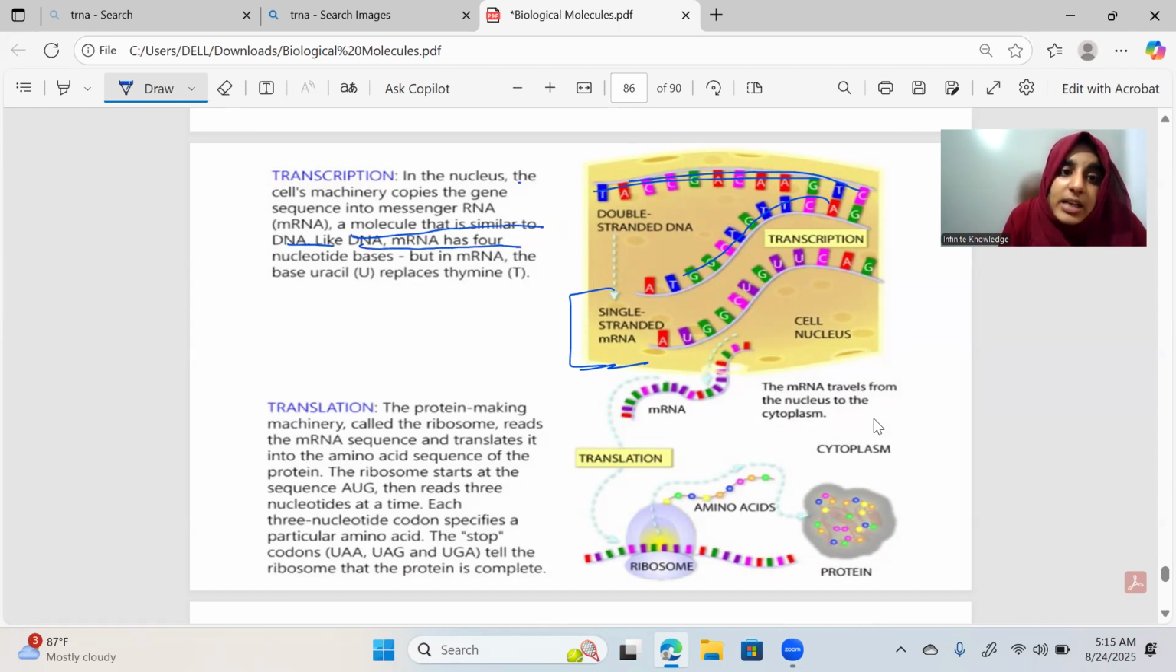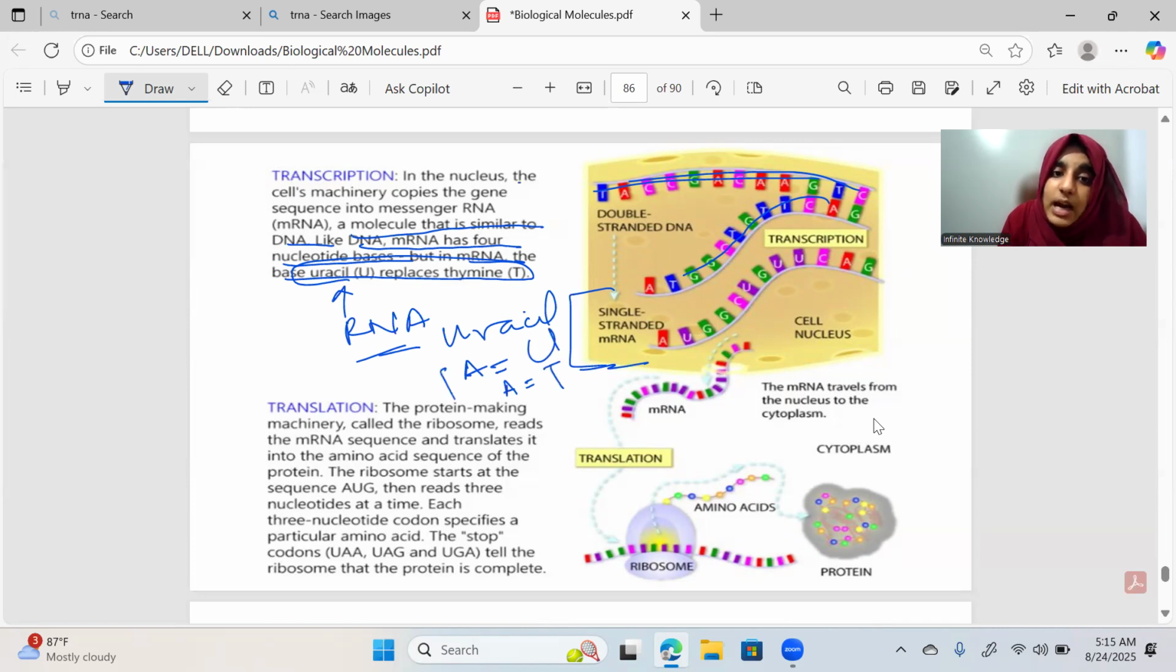Like DNA, messenger RNA has 4 nucleotide bases, but in messenger RNA, the base uracil replaces thymine. This is very important: since it is an RNA, thymine cannot exist. We have uracil. So adenine will pair as a complement for uracil, instead of adenine pairing with thymine as in DNA, right? So we have a single-stranded messenger RNA. Now this messenger RNA goes from the cell's nucleus. It travels into the cytoplasm, and in the cytoplasm, what happens?